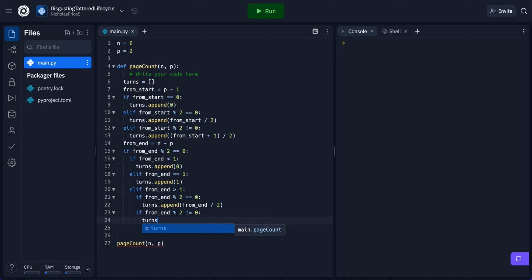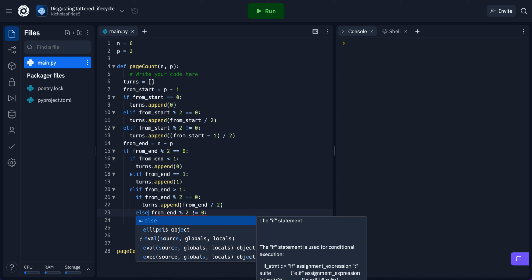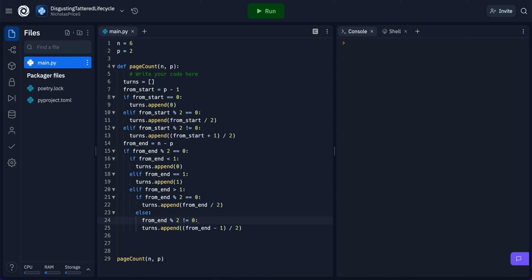So that means turns dot append, and in parentheses we'll take from end, subtract 1 from it, and then outside of those parentheses divide by 2. Okay, so that should wrap up all of our scenarios. Let me make sure. Yeah, that's why one error. You want to write else here, not if. Okay.